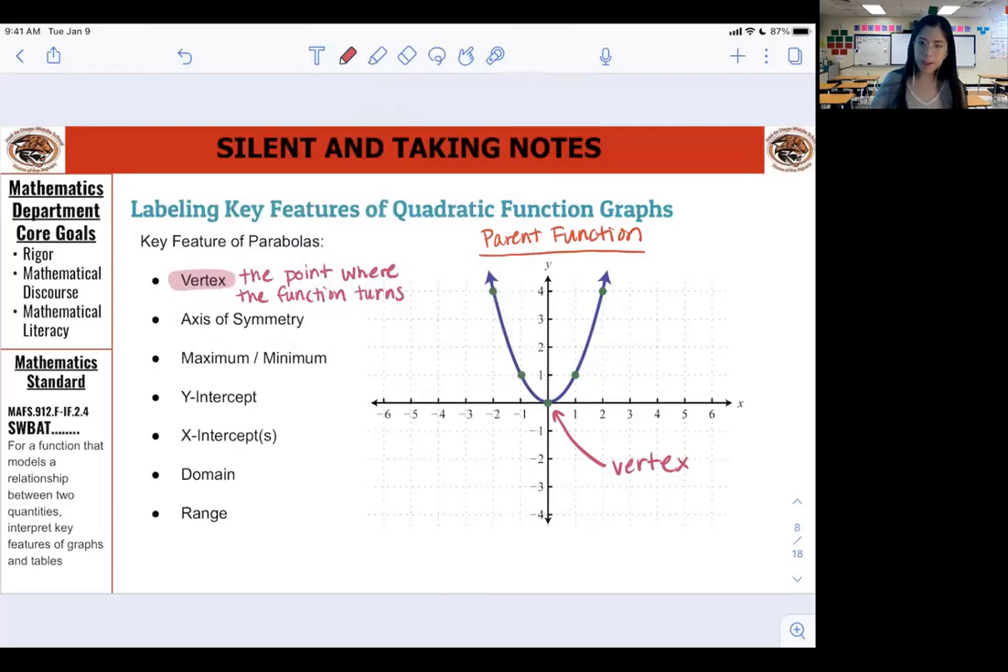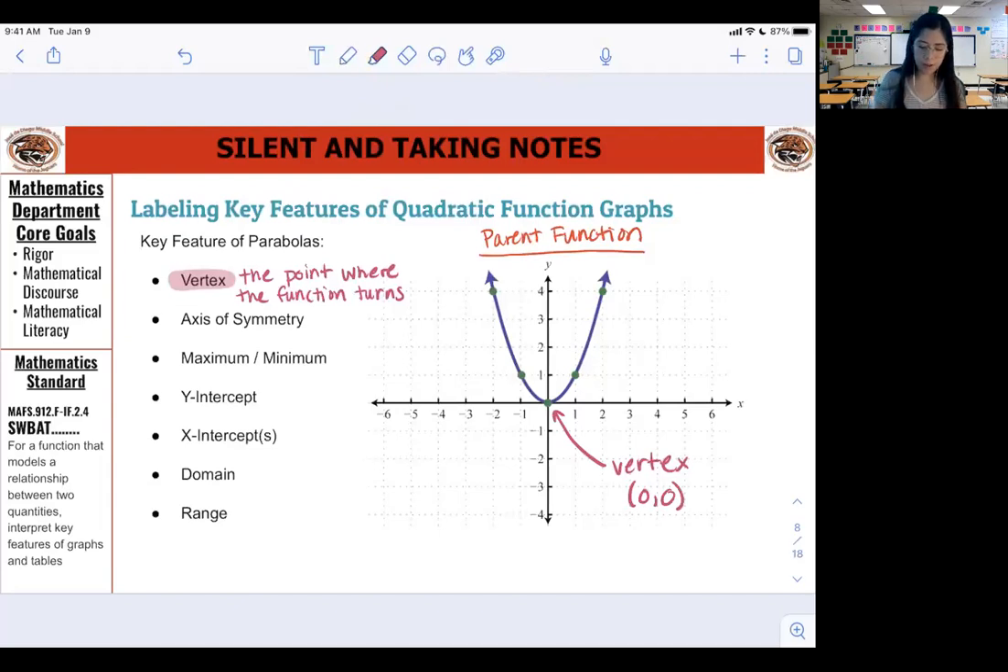Zero? Yeah, 0, comma 0. It's at the origin. So the parent function always lives, you can think of it like that's where it lives. It lives at the origin. The vertex is on the origin. So that's my vertex.